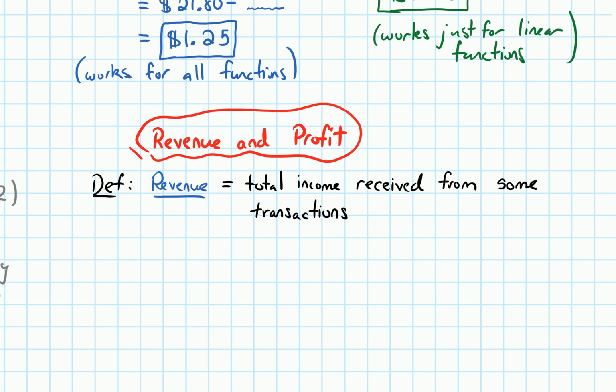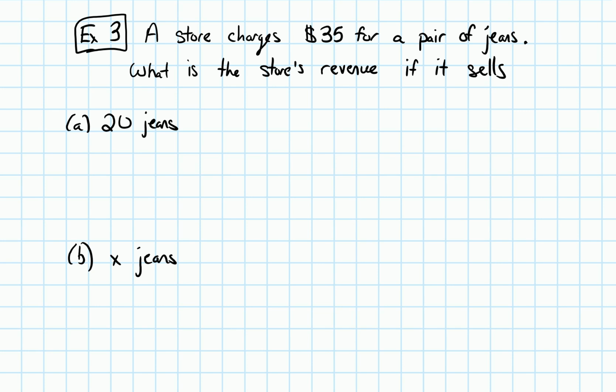All right, so let's look at an example to see what this looks like in practice. Okay, so this is example 3, again continuing the numbering from the previous examples in this section. A store charges $35 for a pair of jeans. What is the store's revenue if it sells in part A 20 jeans and in part B x jeans? The revenue that the store gets from selling these 20 jeans is collectively how much income the store gets from the customers paying for these 20 jeans.